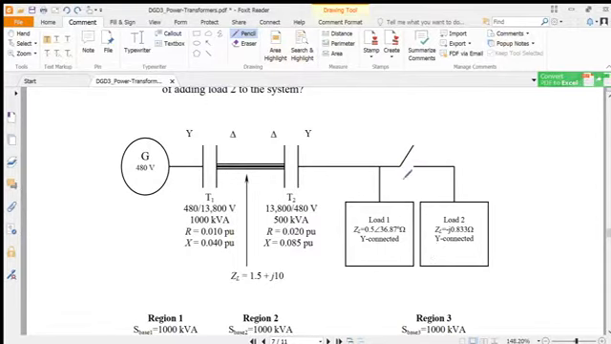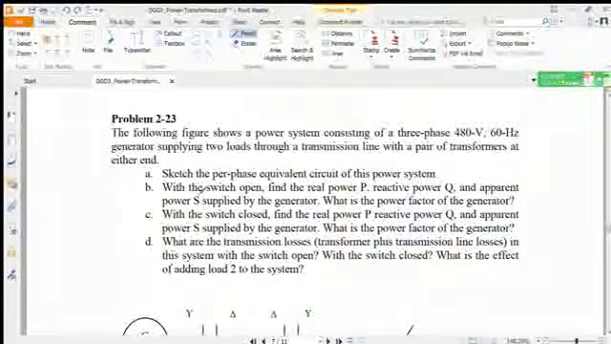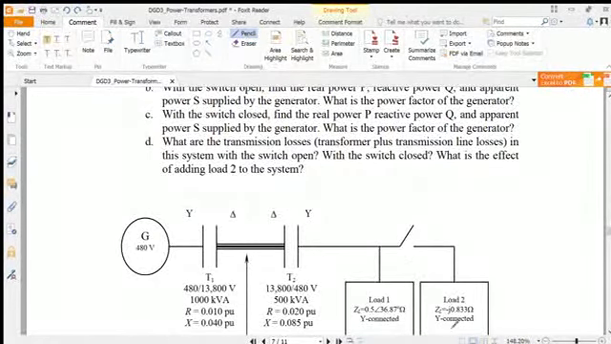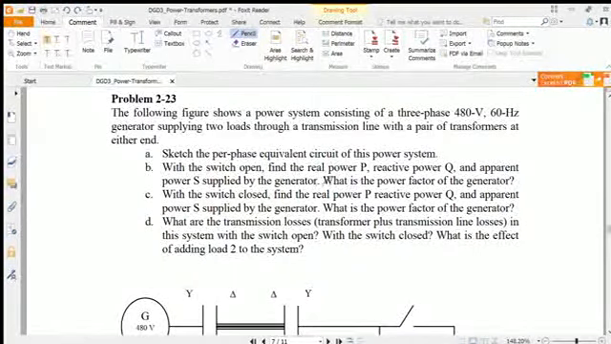through a switch, just a switch. Load 1 is an inductive load, because the power factor angle is positive, and this is the capacitive load because of the negative sign. So the inductive load and the capacitive load are connected in parallel. Now we have to find the per unit per phase equivalent circuit, and then in part B, when the switch is open, load 2 is disconnected from the circuit, and we have to find the real power, reactive power, apparent power, as well as the power factor.